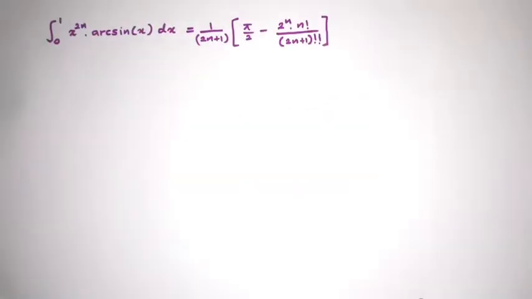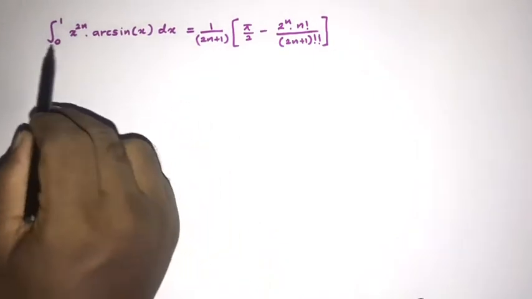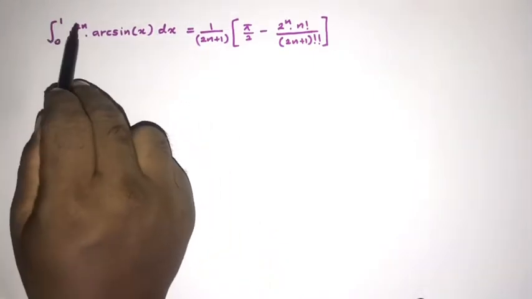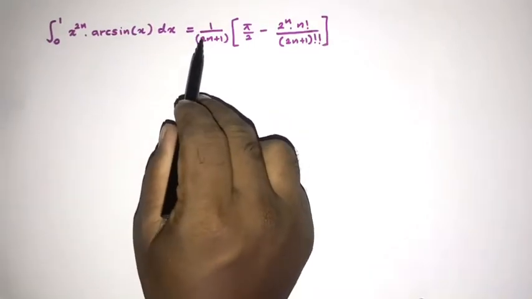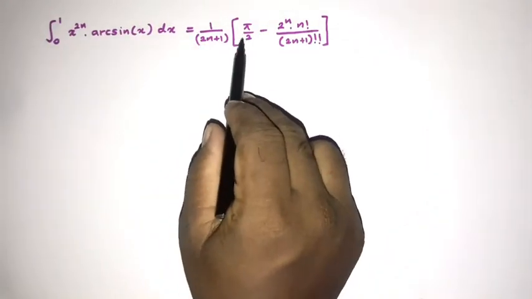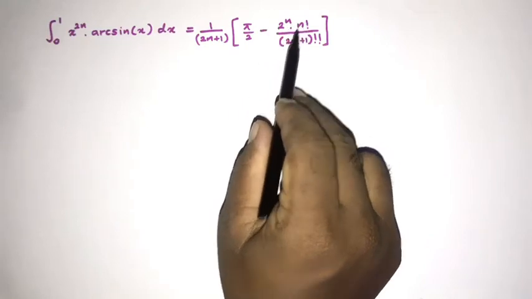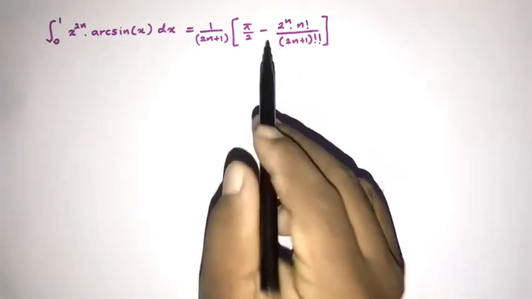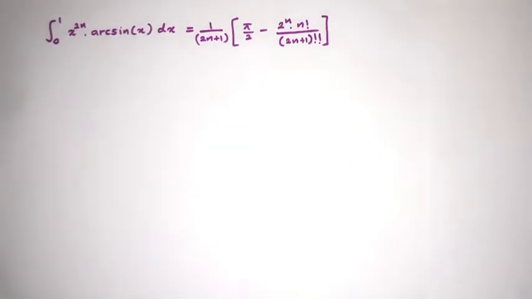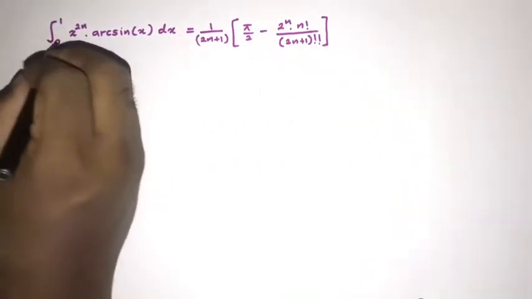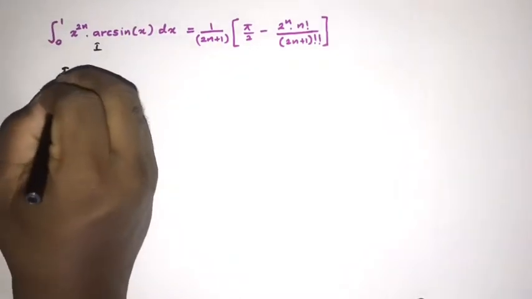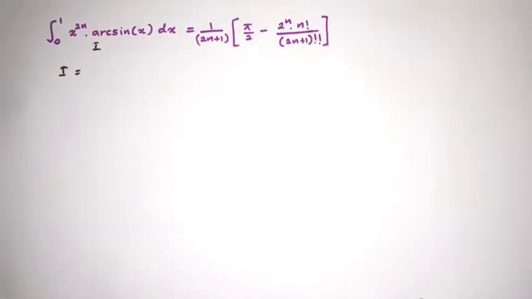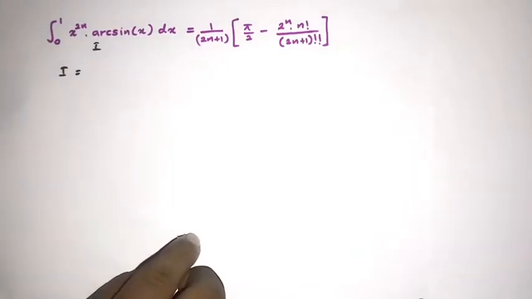In this video, we are going to solve this interesting integral: the integral from 0 to 1 of x to the 2n times arcsine of x dx is equal to 1 over 2n plus 1 times pi over 2 minus 2 to the n times n factorial over 2n plus 1 double factorial. Well, first I am going to take our integral equal to I, and then as a first step we can integrate by using IBP.